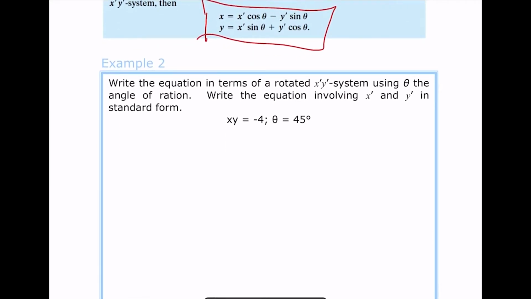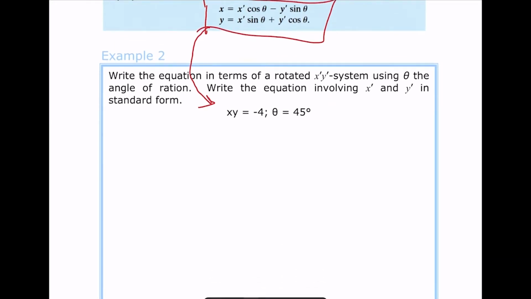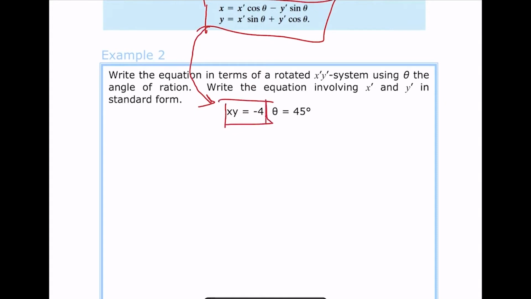And in example number 2, we're going to utilize those right away. We're being asked to write the equation in terms of the rotated x prime y prime system using theta as the angle of rotation. This one is very straightforward. We're going to take these two x values and y values from the equations above, the rotation of axes formulas, and we're going to plug them into the given equation, which is in terms of x and y. So let's do some substitution.